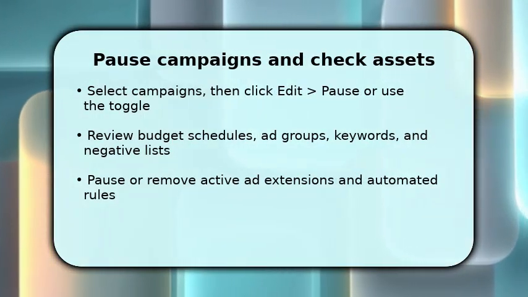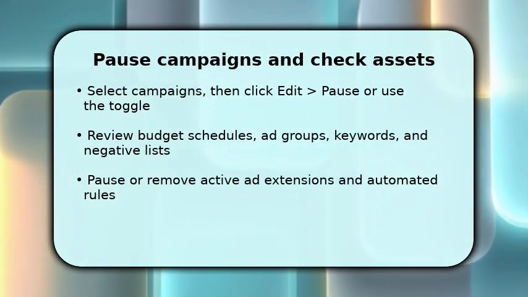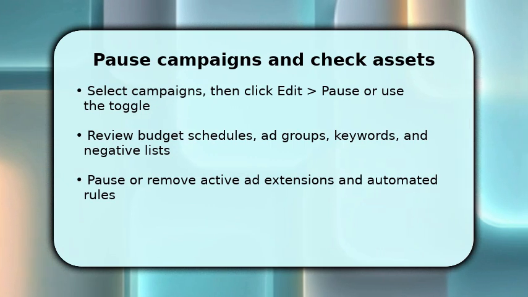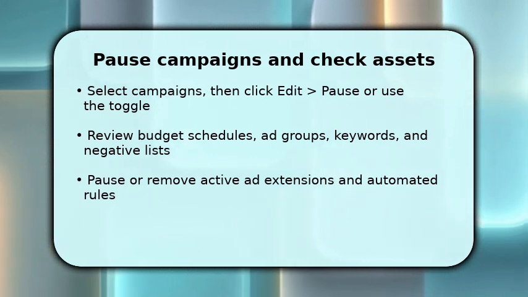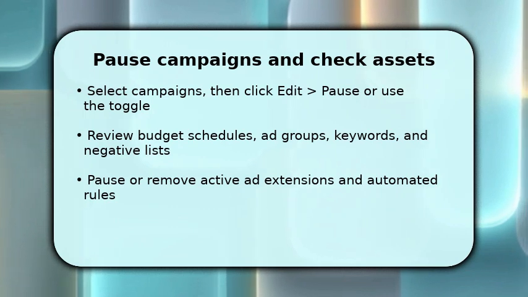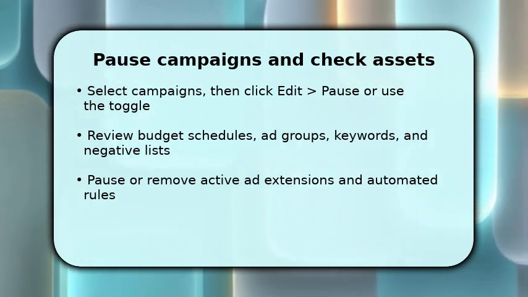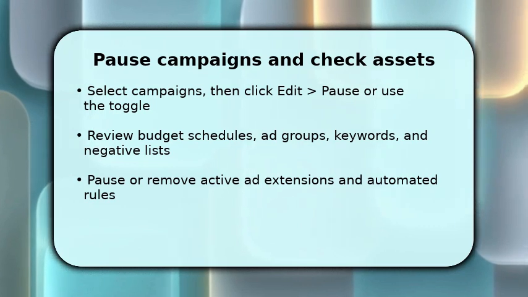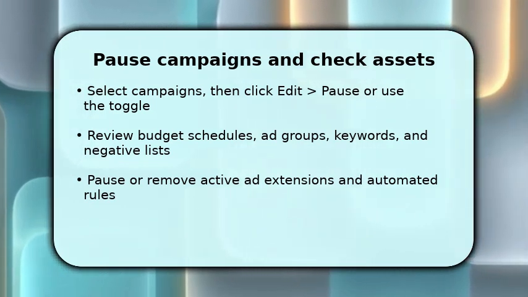Next, inspect ad groups, keywords, and ad extensions so nothing keeps running via other entities. Make sure automated rules, scripts, or third-party APIs aren't reactivating campaigns. Disable them. Once done, check shared budgets and schedules to prevent accidental spend.